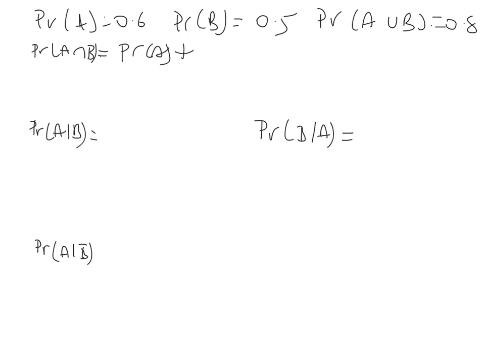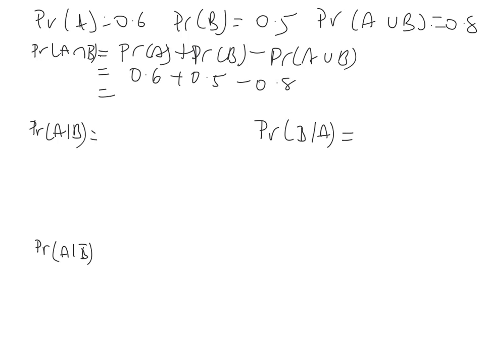And we do that using P(A) plus P(B) minus P(A union B). So that's what we use. From there, we can substitute 0.6 plus 0.5 minus 0.8, and we'll end up with 0.3. So they've got an overlap of 0.3.